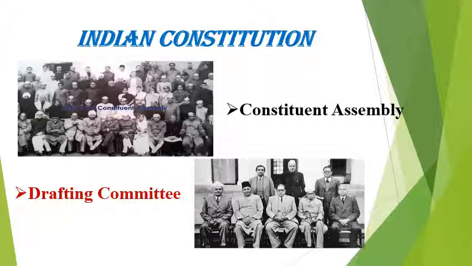Listen, the Constituent Assembly of India was elected to write the Constitution of India. It was established on 6 December 1946. The Constituent Assembly consisted of the elected representatives of various provinces who were eminent personalities in their own fields.